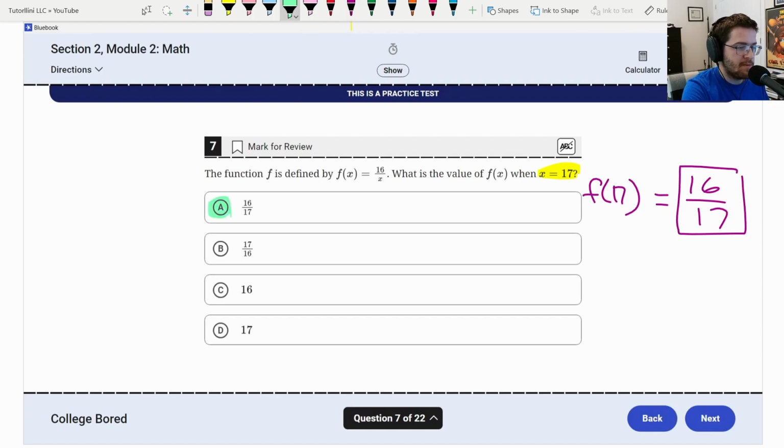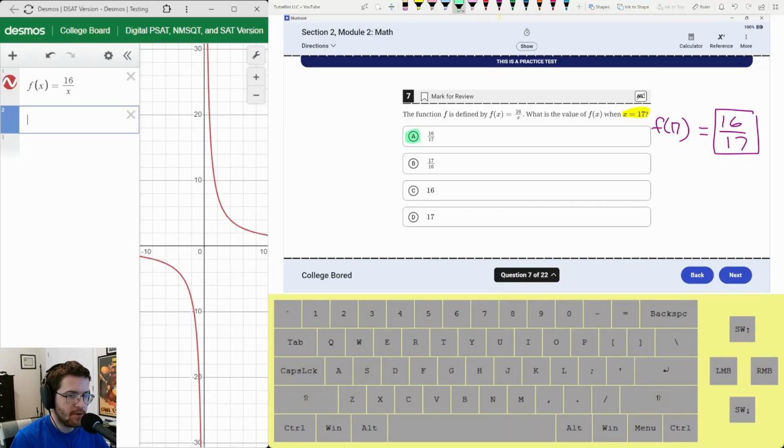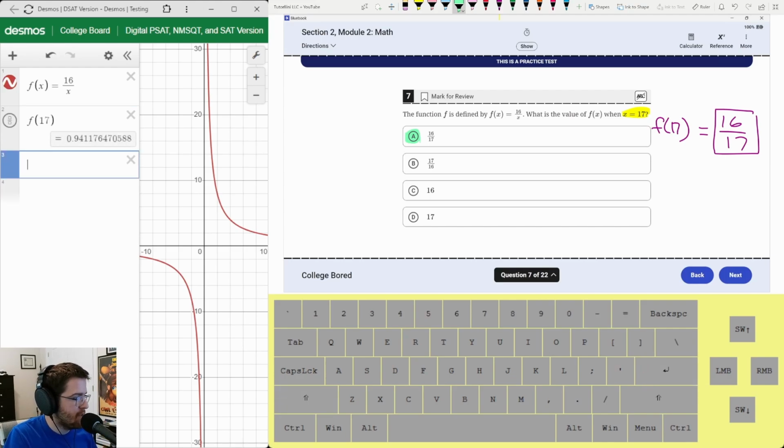We could also do this on Desmos. Let's go do that. Okay, so I just typed in the function verbatim, and now I'm going to do f of 17. That's the value of the function when x equals 17. Using function notation, I click on the fraction button, and it tells me 16 over 17.